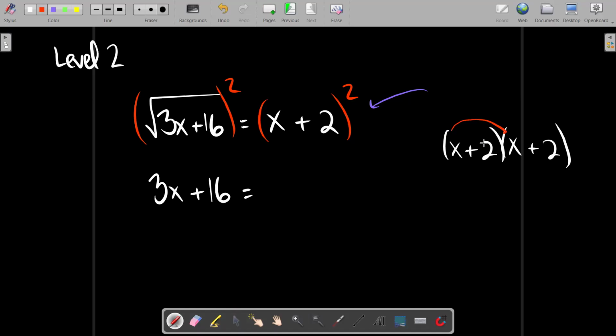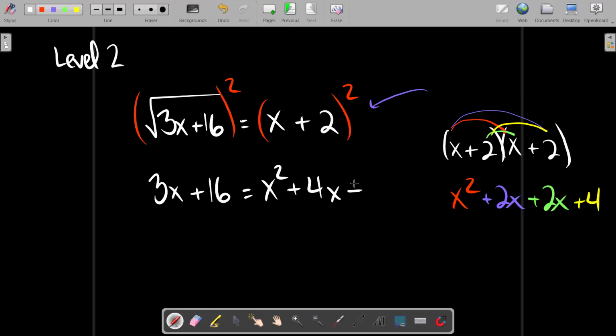What's x times x? X squared. What's x times 2? 2x. Just working my way methodically through the foiling process. What's 2 times x? And then finally, what's 2 times 2? So what does the right side actually equal? Good.